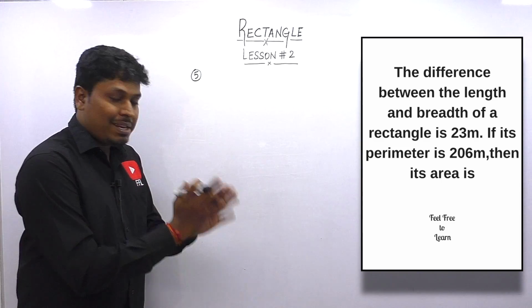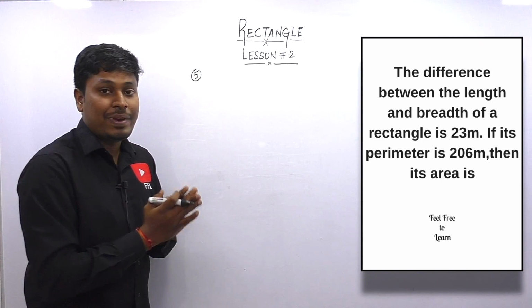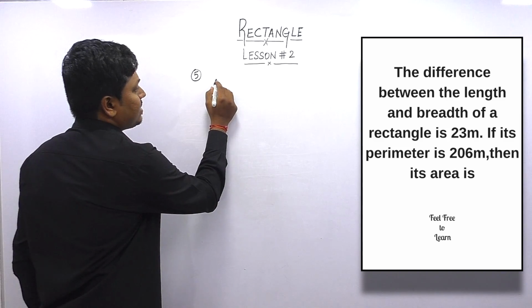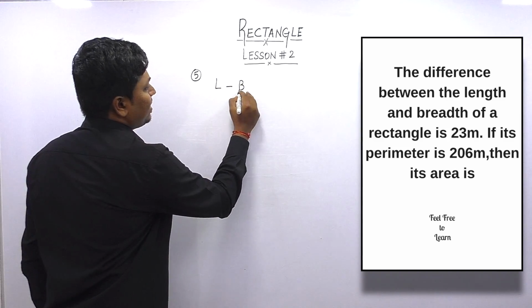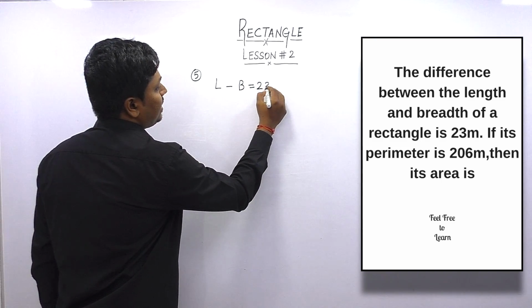So here the perimeter is given, and the difference between the length and the breadth is given, that is 23 meter, right? See here, the difference between length and breadth. So we can say this as length and breadth, and difference is called as minus, right? So length minus breadth is 23 meter.